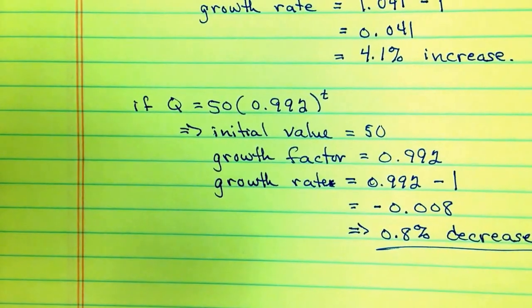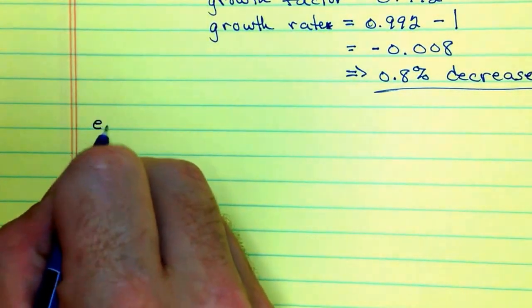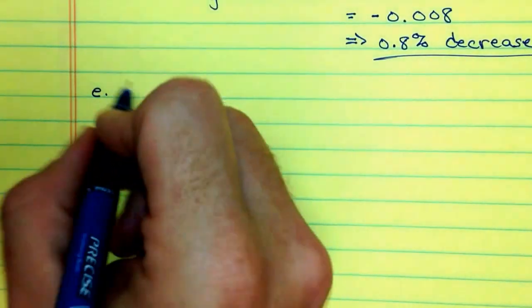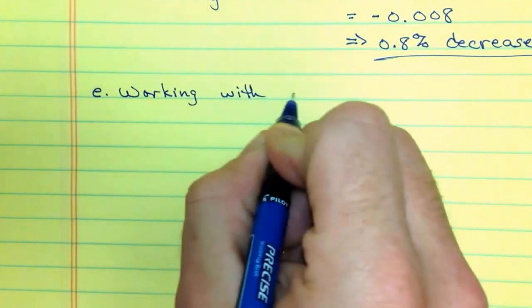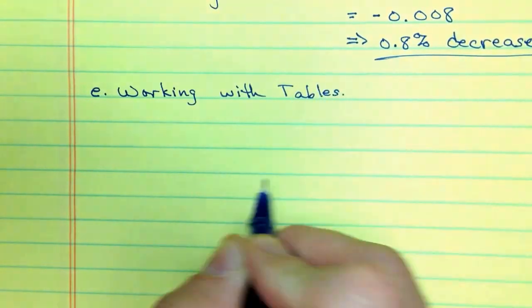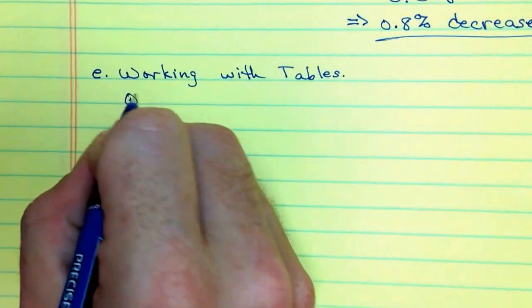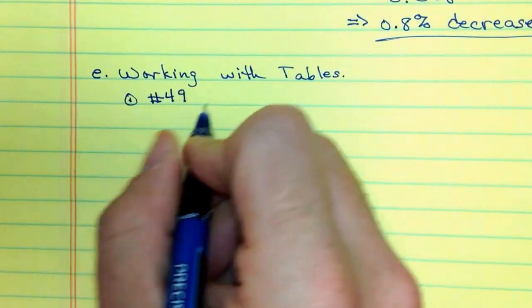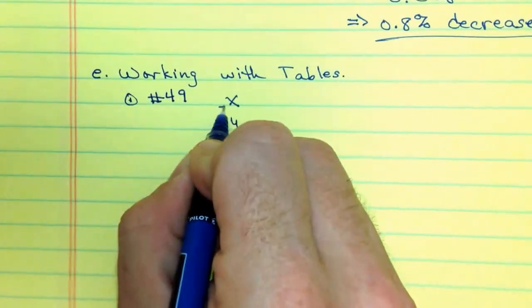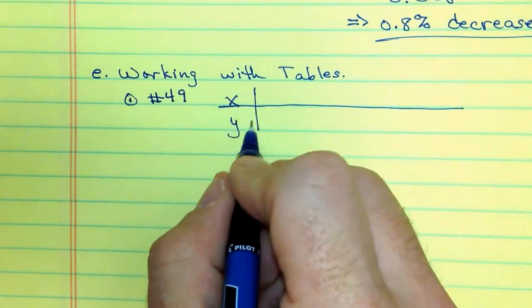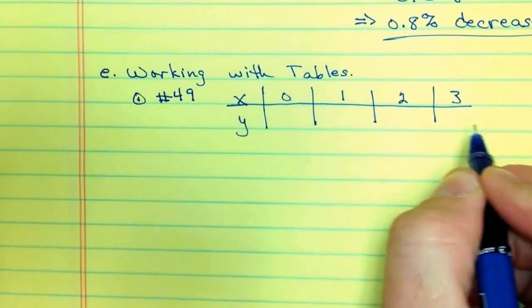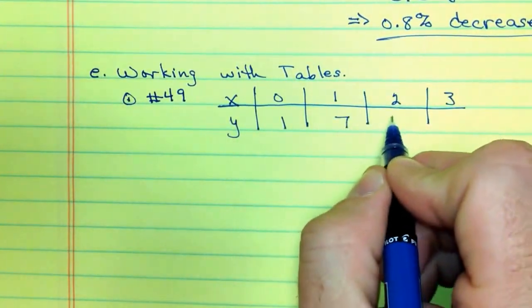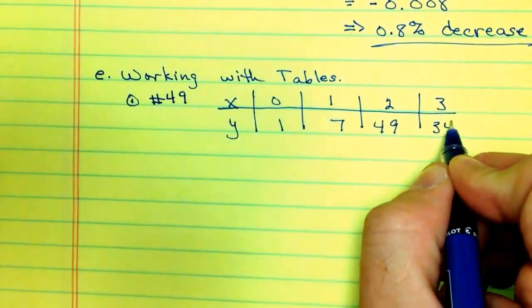Okay, now the next big thing we're going to look at today are tables. So little e, if I'm given a table of values, how can I tell if it's exponential or not? So, working with tables. Little 1, we'll look at number 49 out of the textbook. We're given some x values and some y values. The x values are 0, 1, 2, and 3. Y values are 1, 7, 49, and 343.